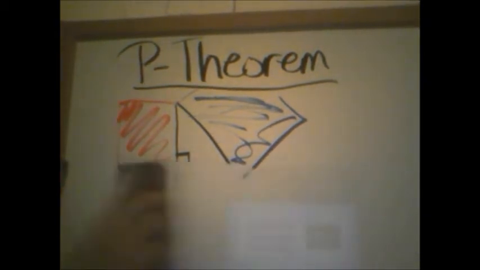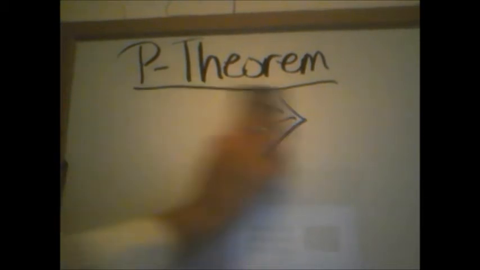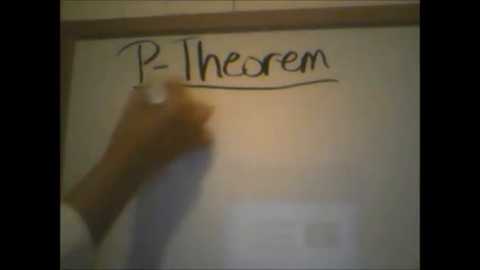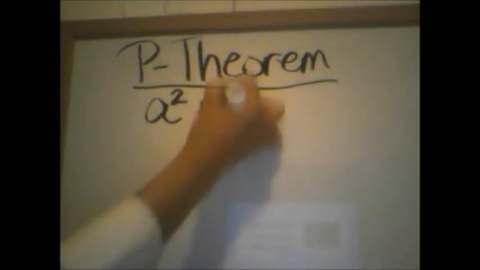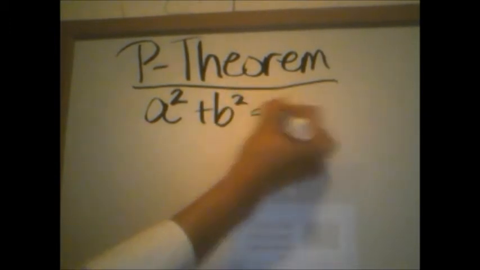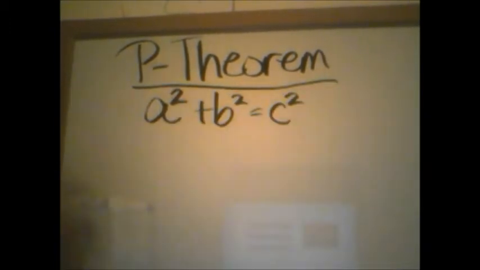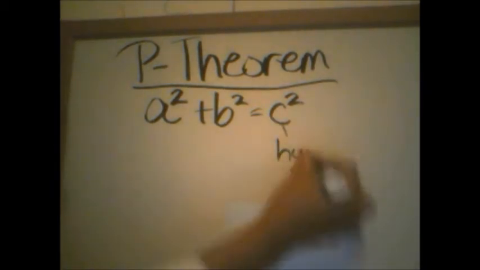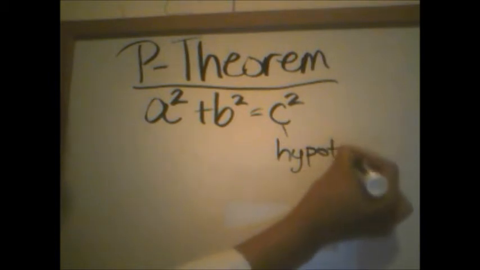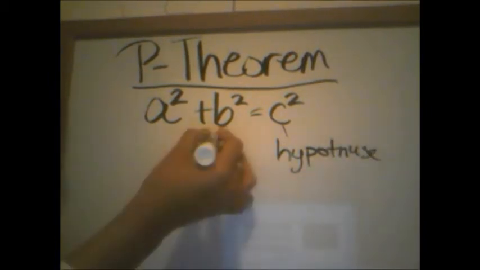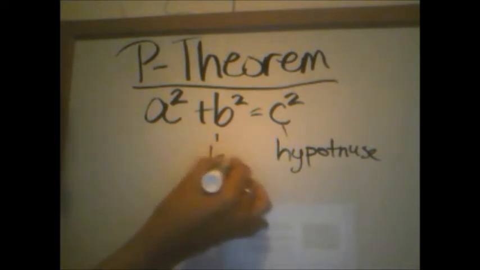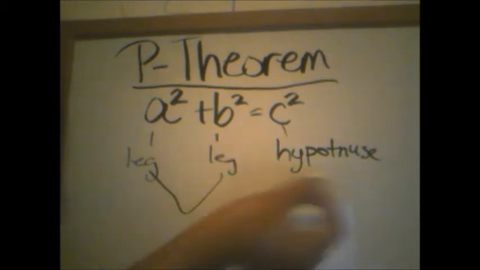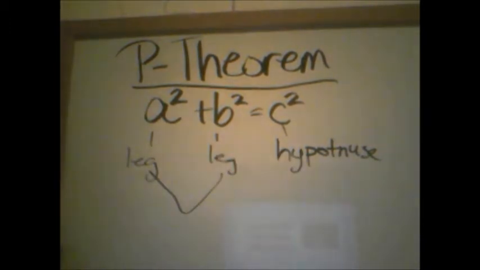The Pythagorean Theorem has an actual equation. The equation is fairly simple. It is a squared plus b squared equals c squared, in which c is the hypotenuse, which is the longest side. B is just a leg, and A is just a leg. These two legs together squared equals the hypotenuse, as I just previously drew.